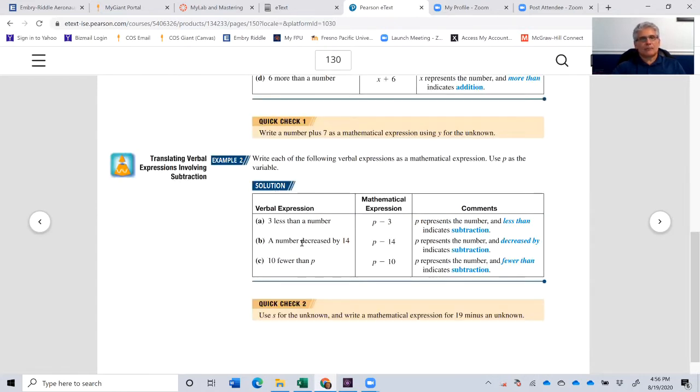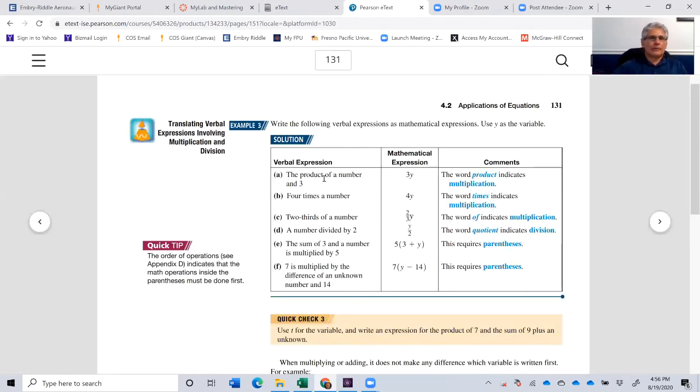Here are more examples. 3 less a number, that's p minus 3. A number decreased by 14, p minus 14. By the way, p could be x again, it could be n, it could be anything. It's just an unknown variable representation using any kind of alphabetical letter. And then 10 fewer than p would be p minus 10. So if you can remember how these verbal expressions translate into mathematical expressions, that can be very helpful for you.